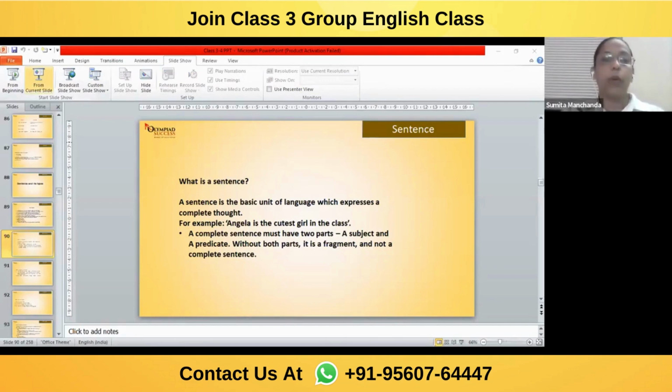Okay. Now we are going to do sentence. Now, when we talk about the word sentence, we all know there are many words which are used to make a sentence. Many words are used together. Many words are written together to make a sentence.